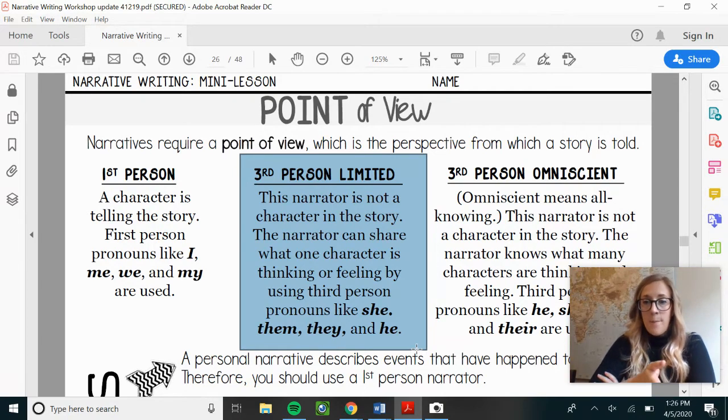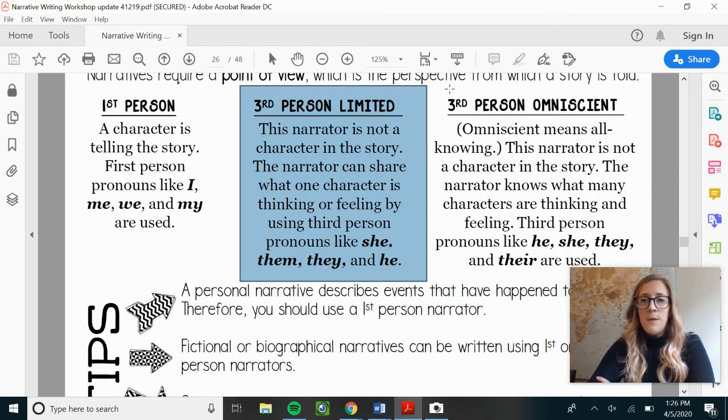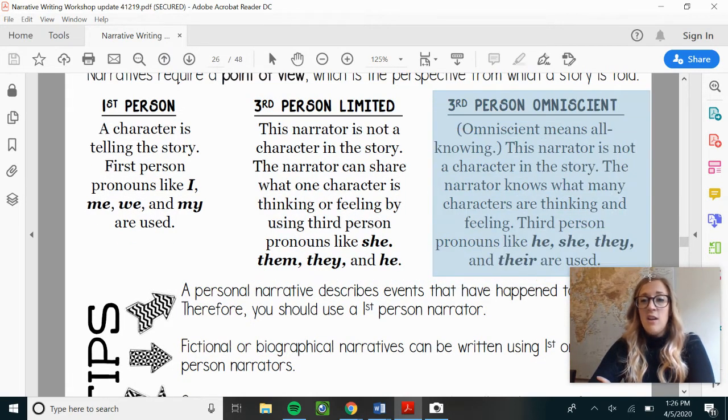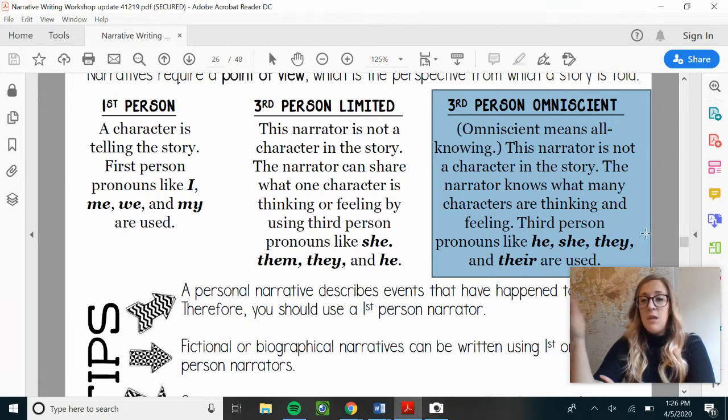Now, third person omniscient is when that narrator is all-knowing. Omniscient means all-knowing, and I think of this as if God were telling a story. It would be third person omniscient. God would know our thoughts and all of our motivations and things like that.